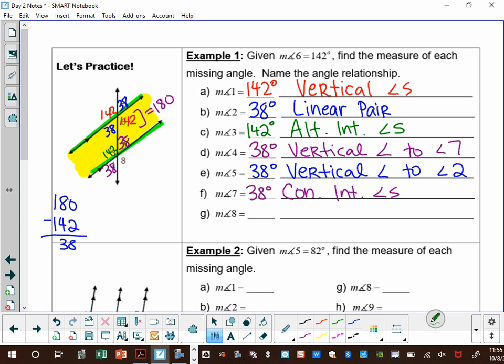So now I can figure out angle 8. What's that going to be? That's going to be 142. And because we've used vertical a lot, I'm going to change it. What's the relationship between angle 6 and angle 8? They're on the same side, same position. Corresponding, good. So it is corresponding.